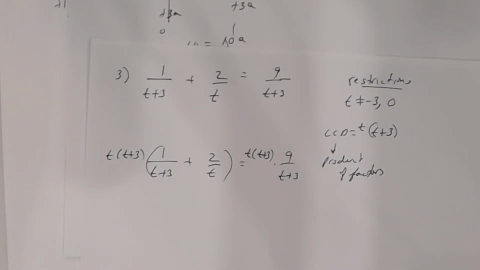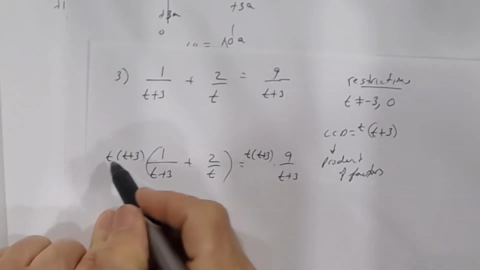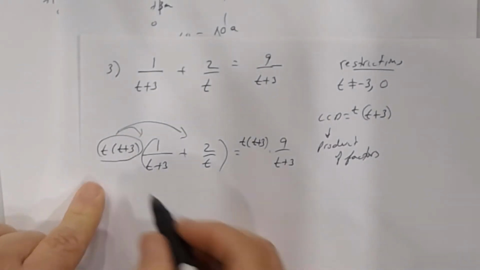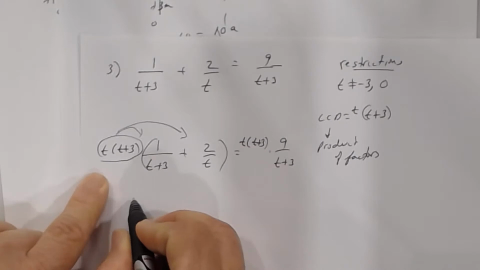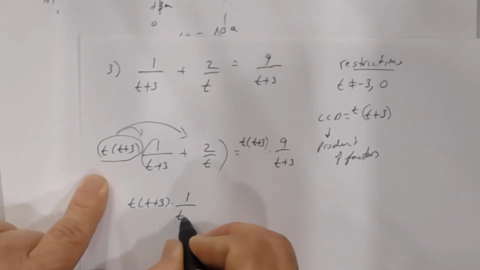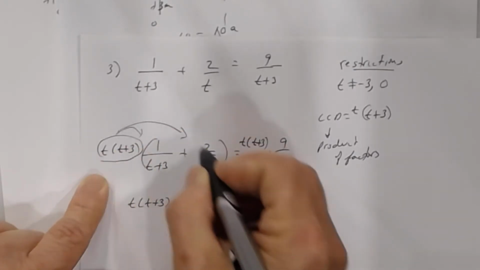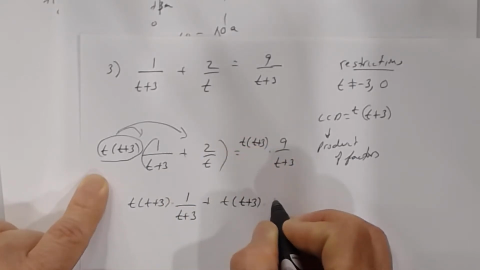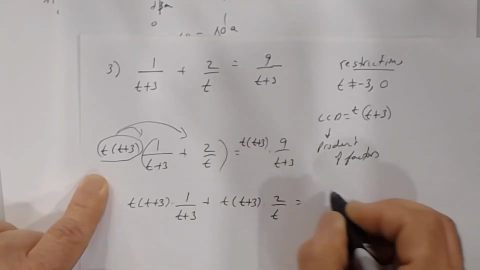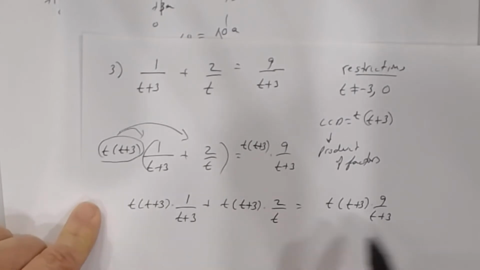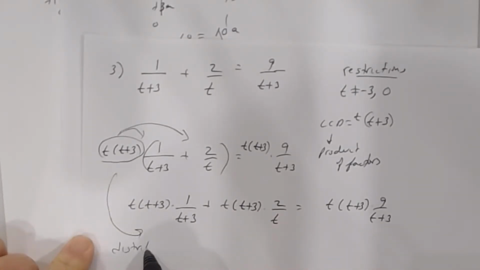Now let's think about the previous problems. At this point, that's where you can use the distributive property. See this big parentheses right here? So I'm going to distribute the LCD. You're going to say the LCD, which is what, has to be multiplied by the first fraction. What's my first fraction? 1 over t plus 3, plus the LCD times the second fraction, which is what? 2 over t. I'm just going to rewrite this whole part right here. So all I did at this point was use the distributive property. That's all I did.